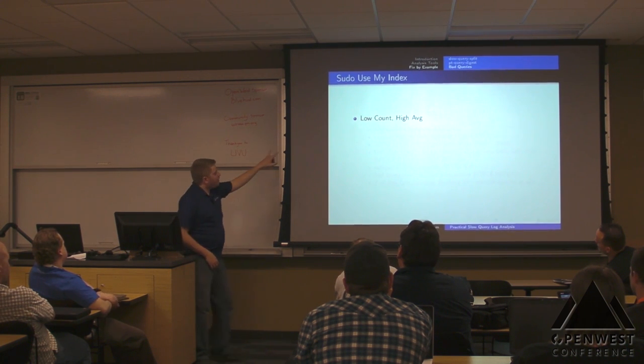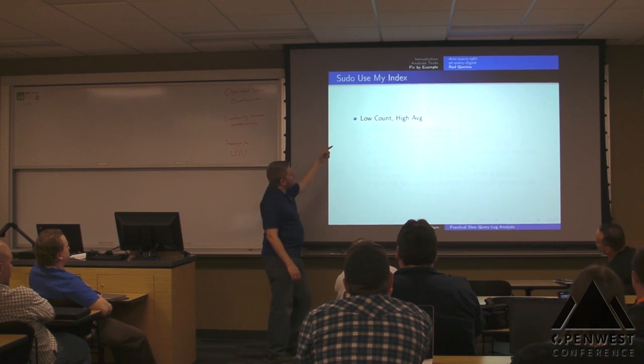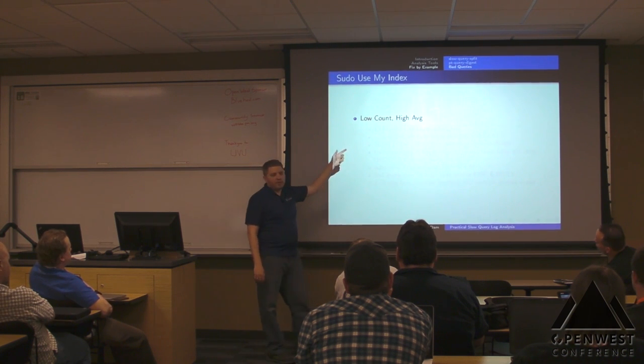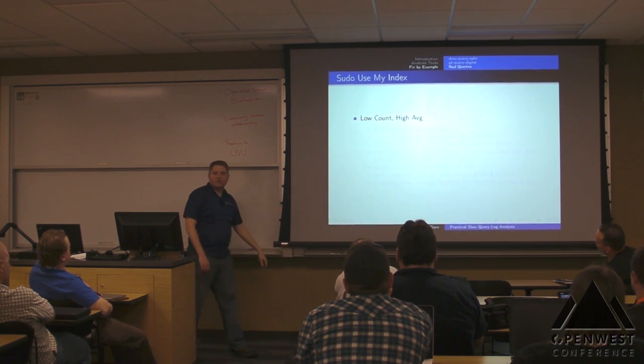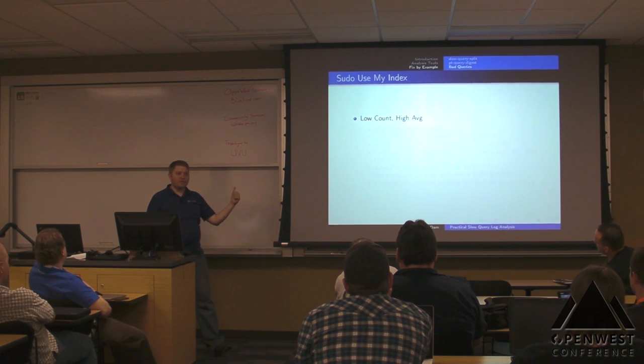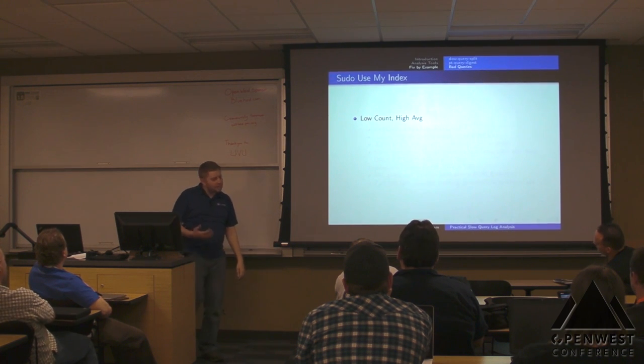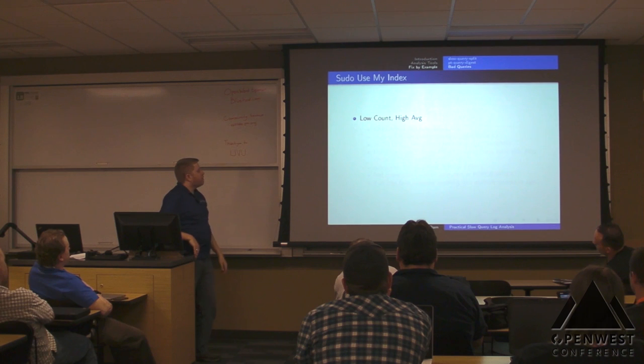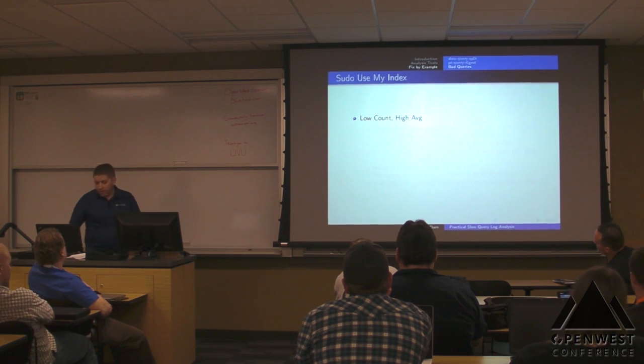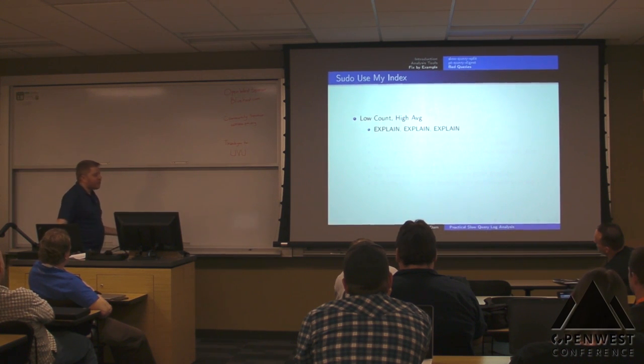Let's start by talking about queries that aren't happening a lot, low count, but have really terrible average runtimes. So like that one I showed you before, 600 seconds on average, that's disastrously bad. So what do you do? Well, we already mentioned explain. That's the starting point for all of this.